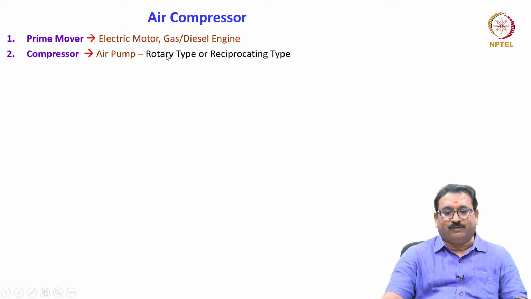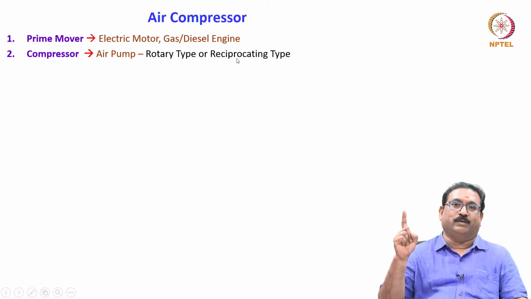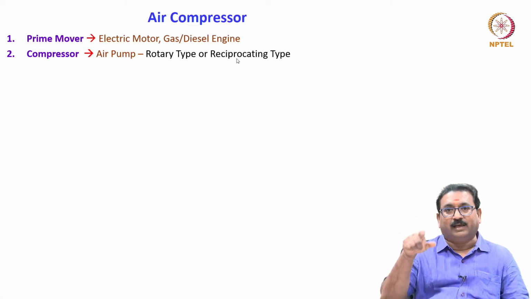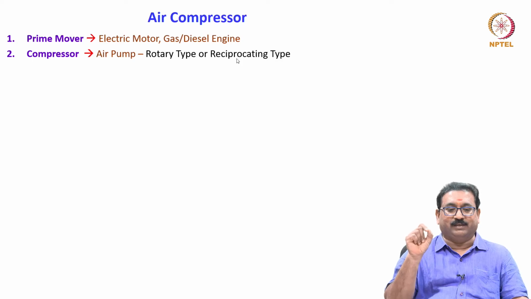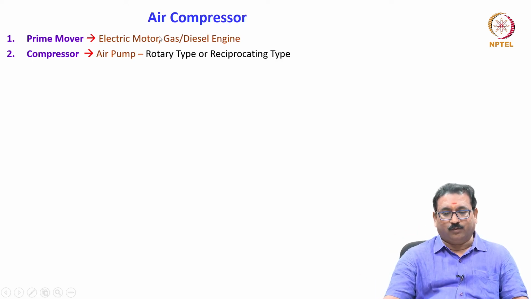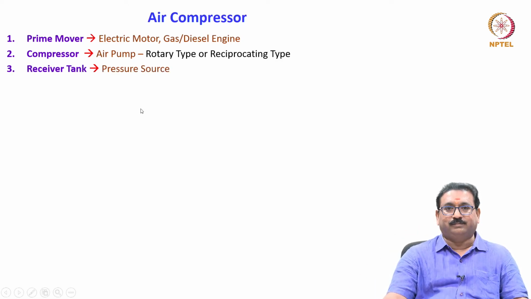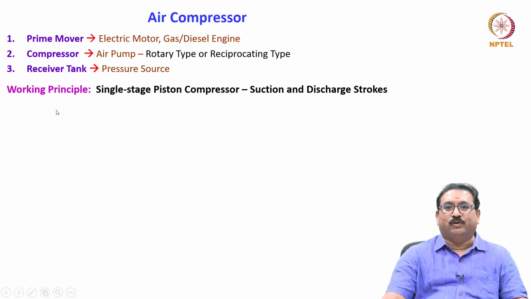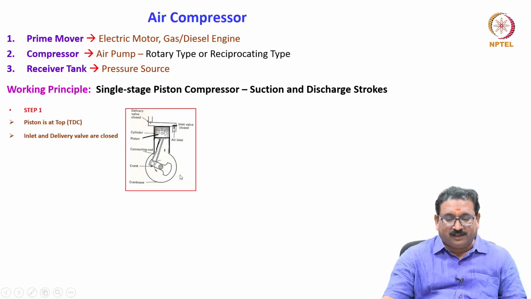Here, please remember, friends, there are rotary type and reciprocating type, similar to our hydraulic pumps. Hydraulic pumps also have rotary type and reciprocating type. Here also we have two categories. Then the third very important thing is the receiver tank, which is a pressure source. The working principle I will show you very quickly for the single stage piston compressor, to understand the suction and discharge stroke and how it is considered here, friends.